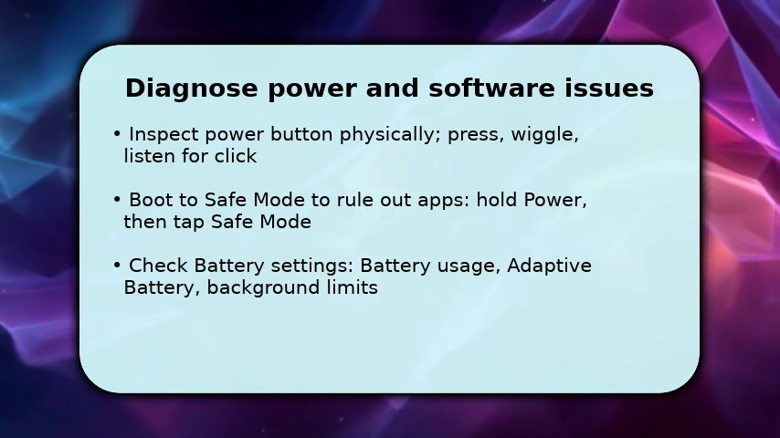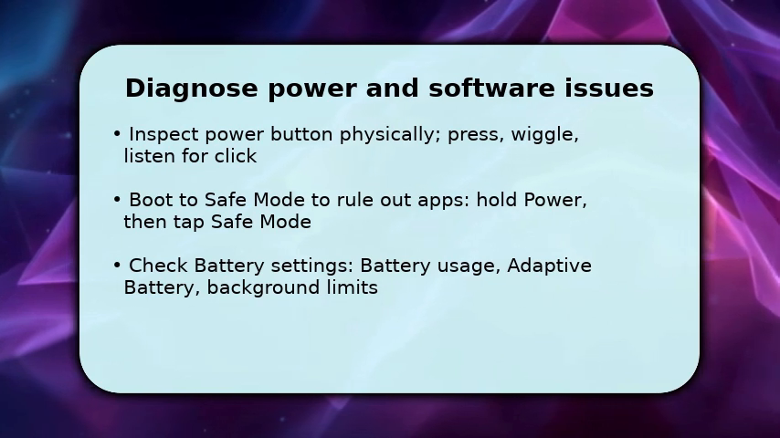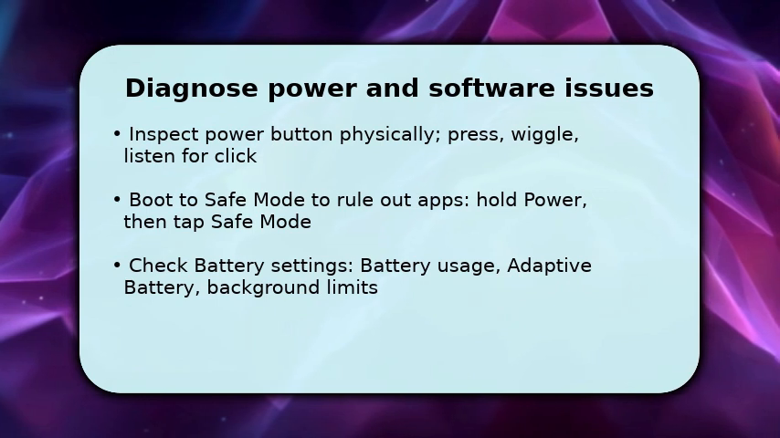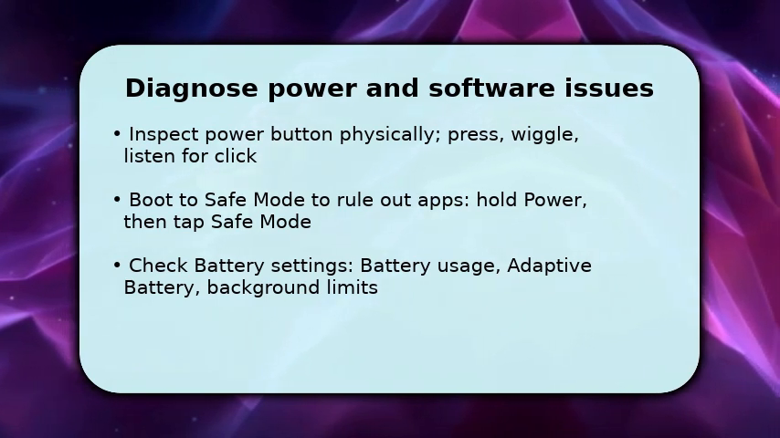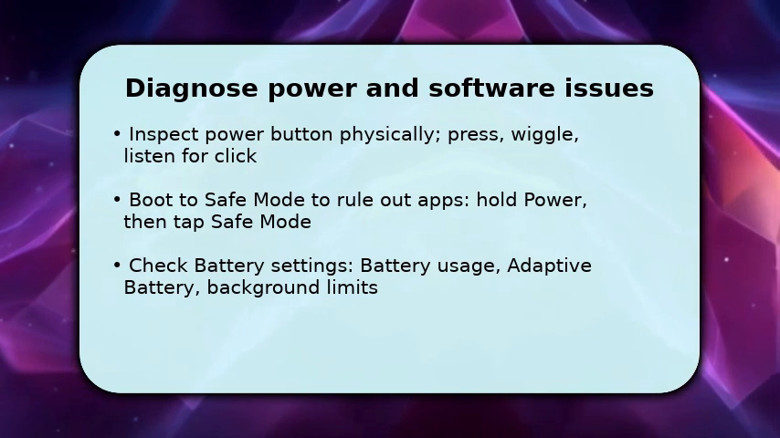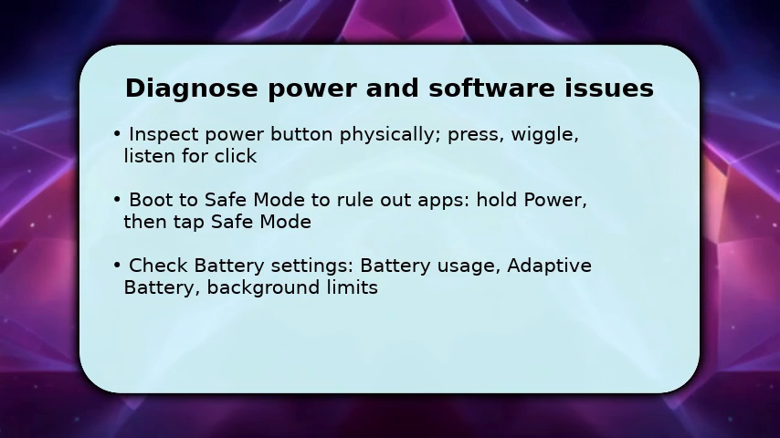Next, boot into safe mode to see if a downloaded app forces shutdown. This isolates system from user apps. Then review battery settings, look at battery usage, disable aggressive background limits, or adaptive battery for testing, because software power management often turns devices off to save energy.